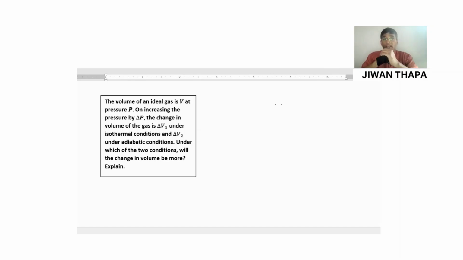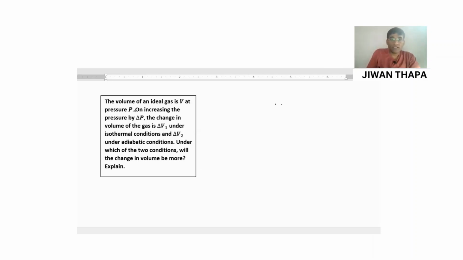The volume of an ideal gas is V at pressure P. On increasing the pressure by delta P, the change in volume of the gas is delta V1 under isothermal conditions and delta V2 under adiabatic conditions. Under which of the two conditions will the change in volume be more? Explain.